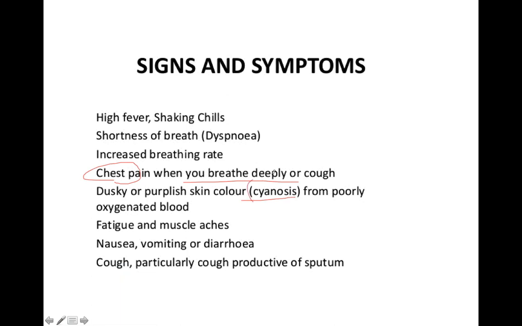Cyanosis is a late finding. Cyanosis occurs when there is accumulation of 5 grams of deoxygenated blood, so it's always a late finding. And fatigue, nausea, vomiting, or diarrhea are also non-specific symptoms. Cough mainly.